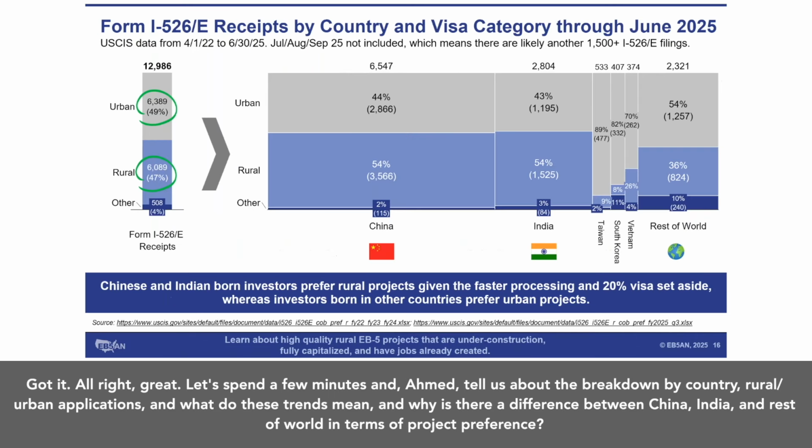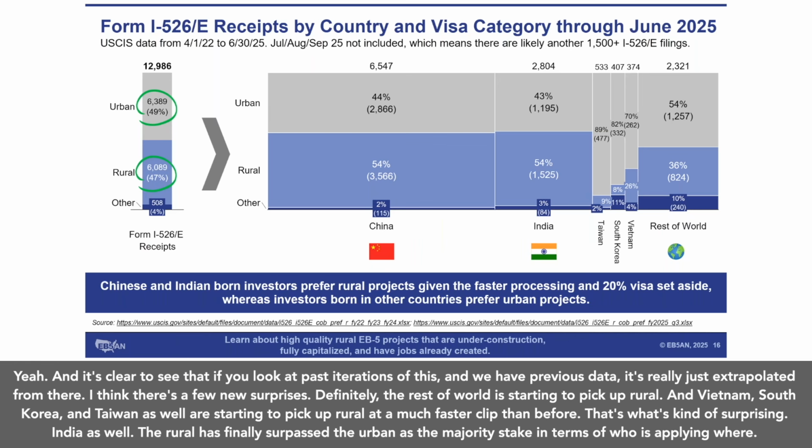Let's spend a few minutes, and Ahmed, tell us about the breakdown by country, rural, urban applications, and what do these trends mean, and why is there a difference between China, India, and rest of world in terms of project preference? Yeah, and it's clear to see that if you look at past iterations of this, when we have previous data, it's really just extrapolated from there.